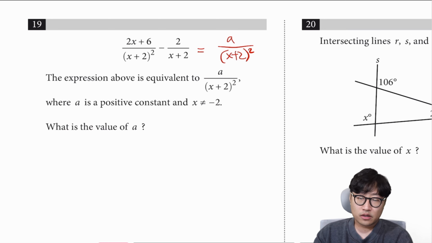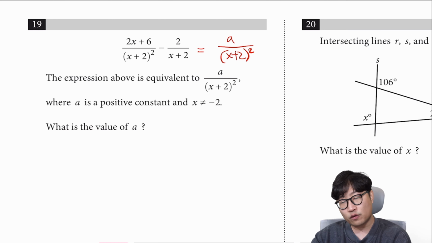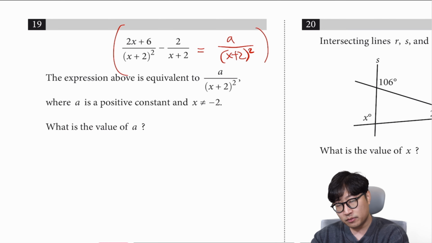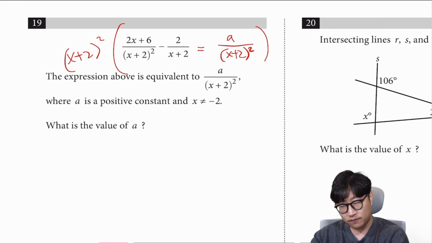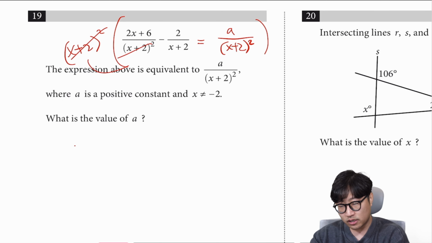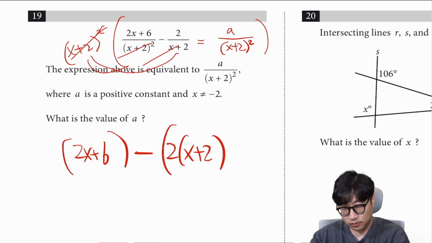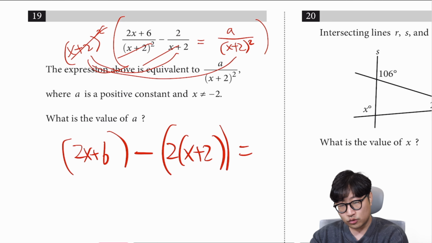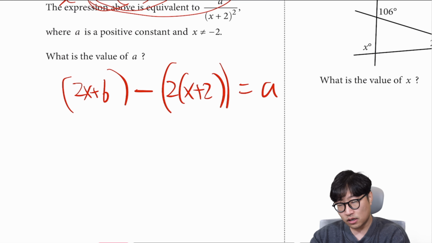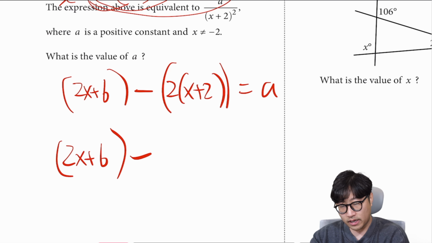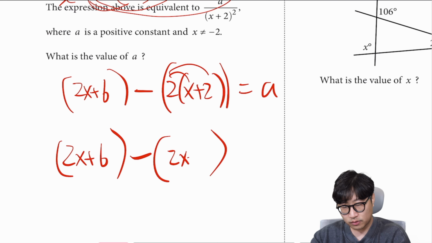So first of all, you can do whichever way you would like, but I'll multiply the whole thing by x plus 2 squared because I hate fractions. That will cancel that, so that'll just be 2x plus 6. And then minus, that will cancel one of the x plus 2. So that'll be 2 times x plus 2. And then I'll just put more parentheses here. And then that's equal to, cancel that, and that'll just be a. So 2x plus 6 minus, when you distribute that, that'll be 2x plus 4, and that's equal to a.